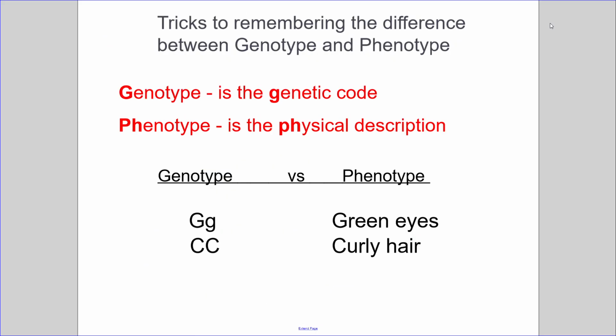Tricks to remembering the difference between phenotype and genotype. Genotype starts with a G, and it's the genetic code. Phenotype starts with "ph," and it's the physical description. So here's a really clear indicator: when I refer to a genotype, that means your letter combination of alleles, and phenotype refers to the actual physical description.